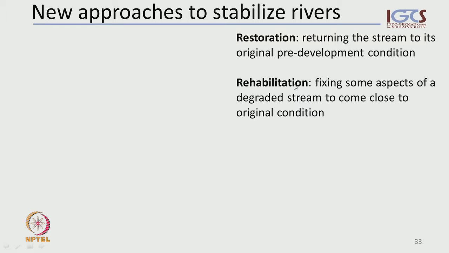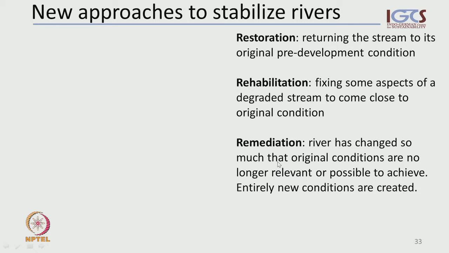More appropriate is the term river rehabilitation, which means that we are trying to stabilize or fix some of the aspects in a degraded stream to restore it, to bring it back to close to some original condition. And then the last term that we usually use is remediation, which means that we acknowledge that we cannot restore the river. We cannot change the river back to an original condition because it's not relevant anymore. It's simply not possible. It's maybe politically also not possible. And by intervening here, we simply create completely new conditions in the river, which may become better. It may become a healthy system again.